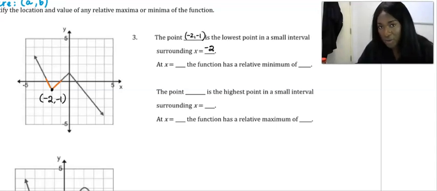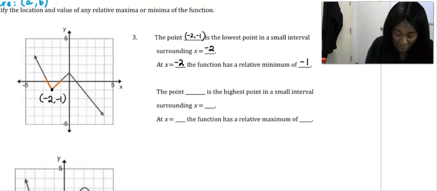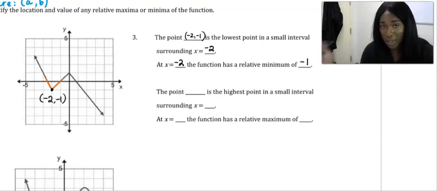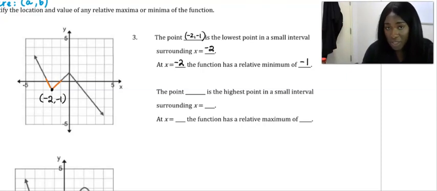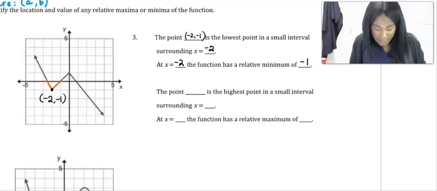Now the next line is very important because it tells us how we write our answer. If I ask what is the relative minimum, the relative minimum is -1. It is located at -2. So generally speaking, the location of the relative extrema is the x value. That tells you where they are located. The value of the relative extrema is the y value. That tells you what the relative extrema is.